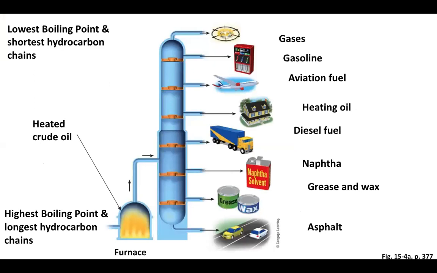This is just a really good graphic, I think. When you put crude oil into a refinery and you heat it up a little bit, it'll start evaporating at different boiling points. The shortest hydrocarbon chains have the lowest boiling points.